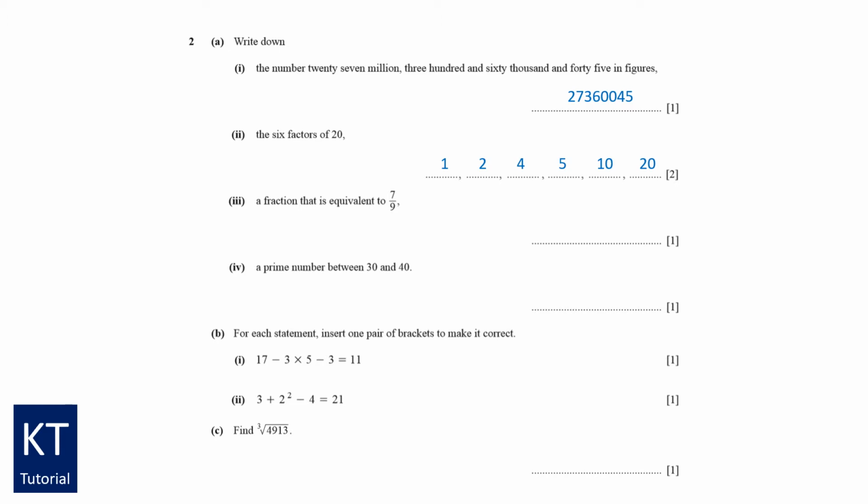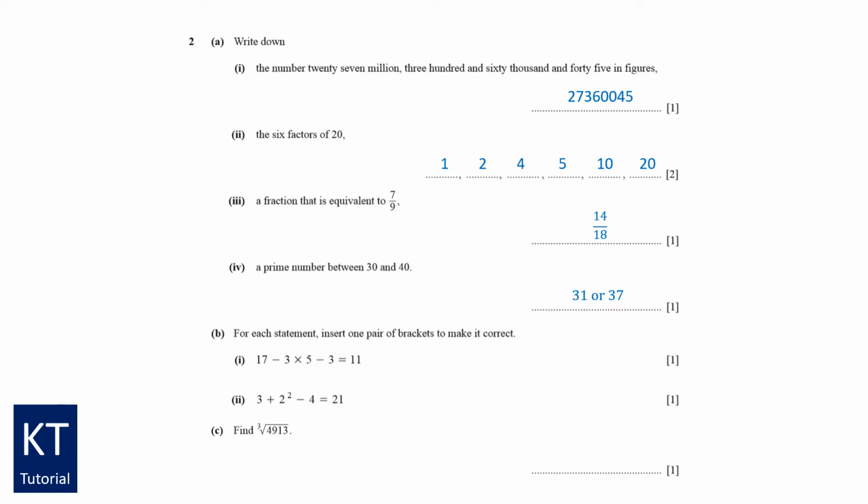Next, write down a fraction that is equivalent to 7 over 9. This can be any multiple of 7 over 9. In the example, I've chosen 14 over 18. Next, write down a prime number between 30 and 40. This can be either 31 or 37.